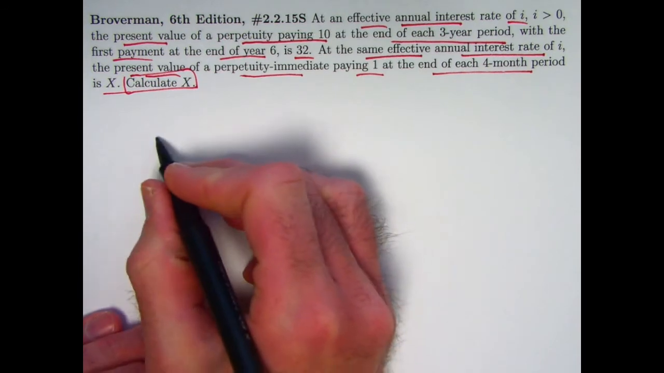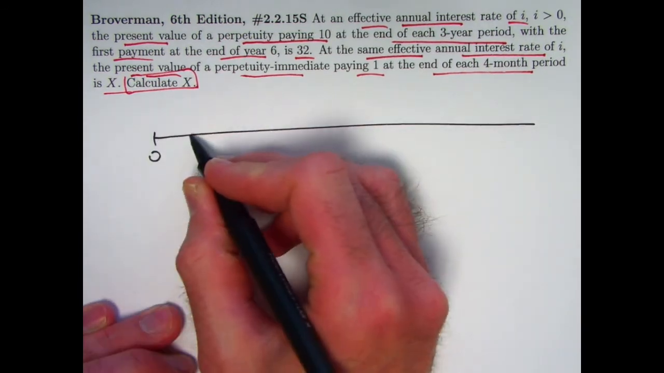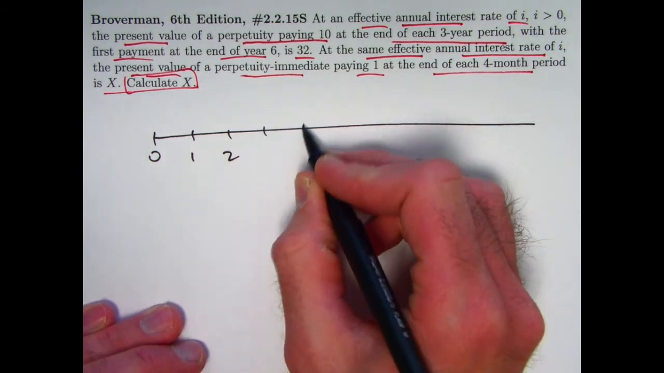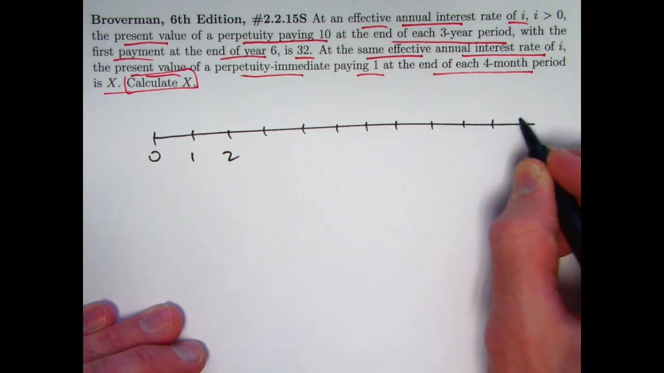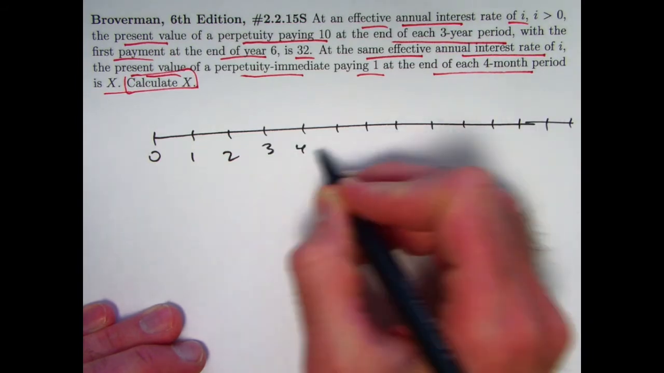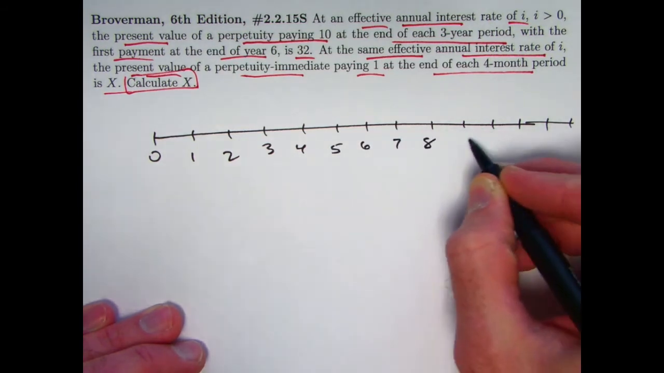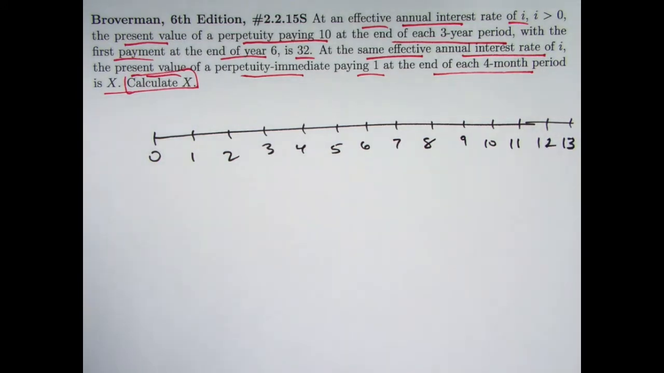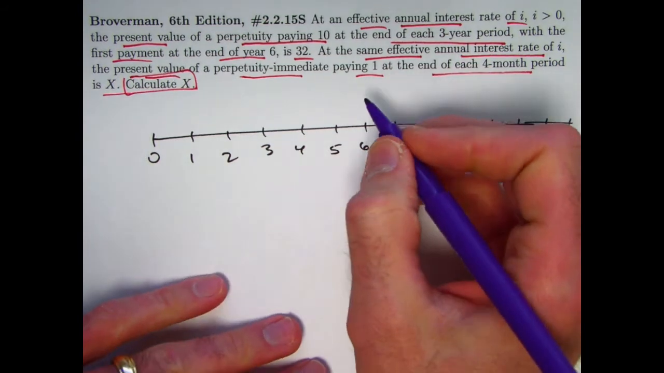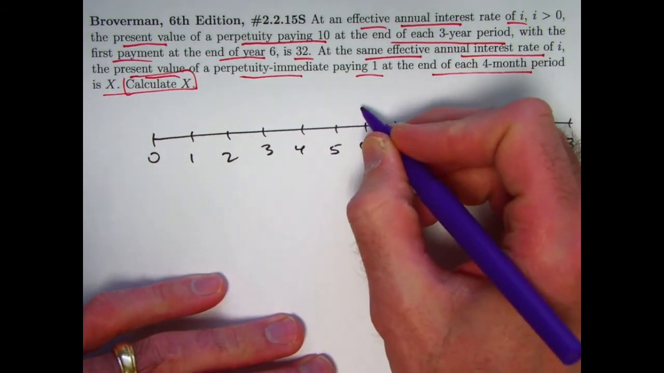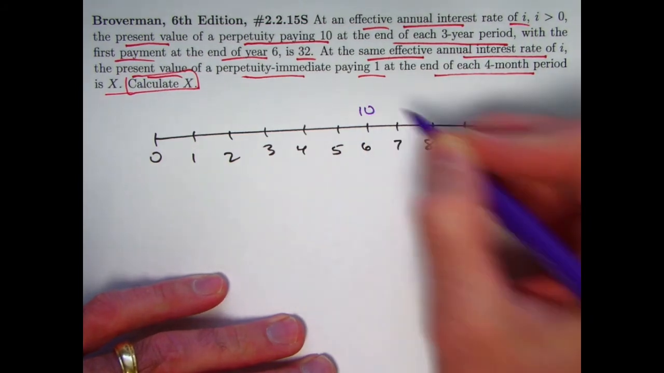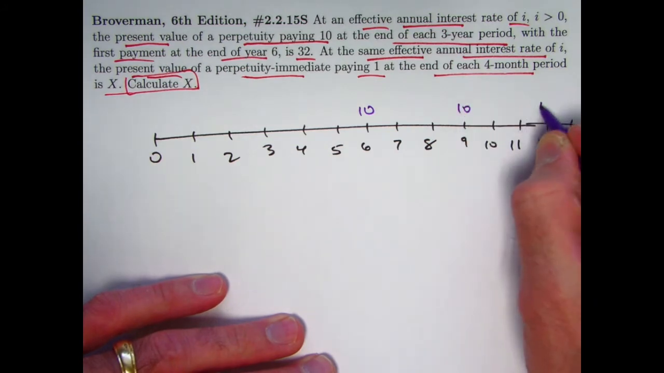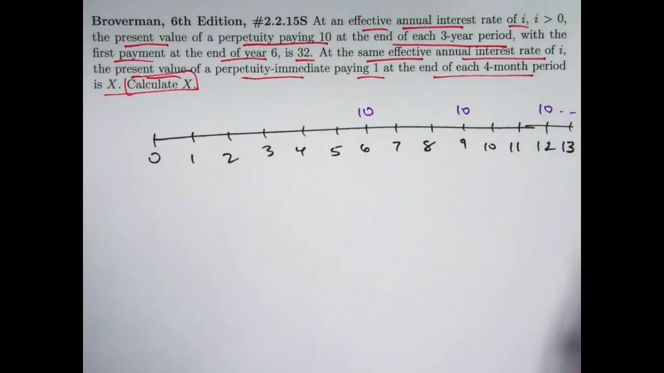We'll draw our timeline, and I think I will take the numbers to be in years, and maybe have a lot of them because the first payment's not going to start until time 6: 3, 4, 5, 6, 7, 8, 9, 10, 11, 12, for good measure there. For the first perpetuity, which I'll use in purple, we are paying 10 at the end of year 6, so at time 6, and then every 3 years after that, so at time 9, and at time 12, and at time 15, etc., forever and ever.